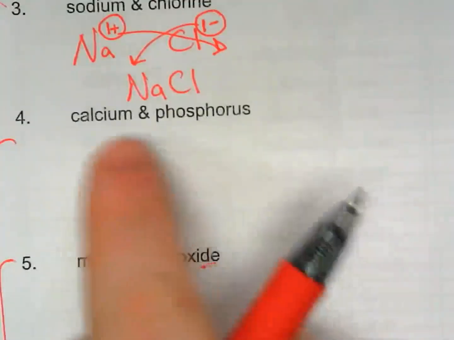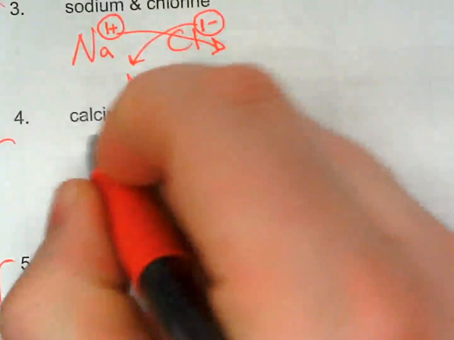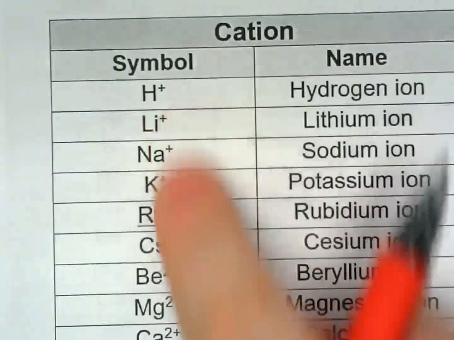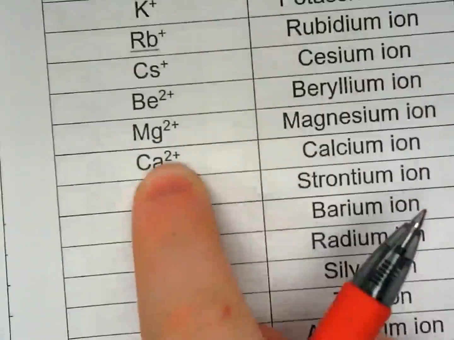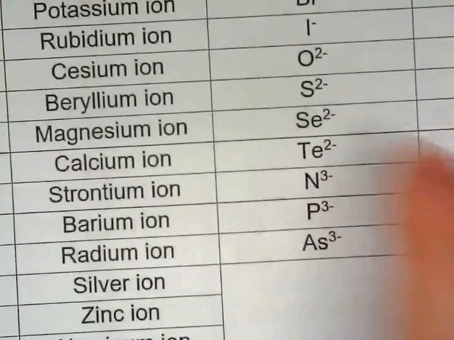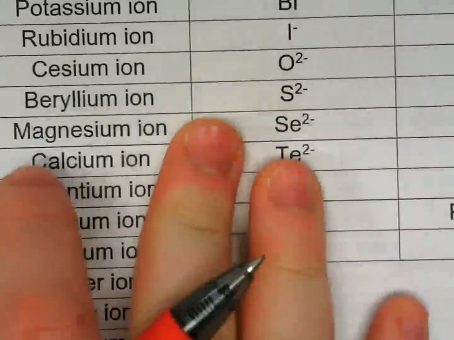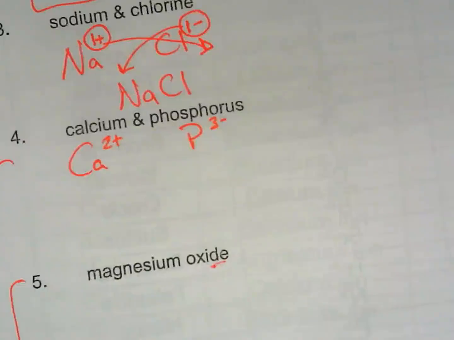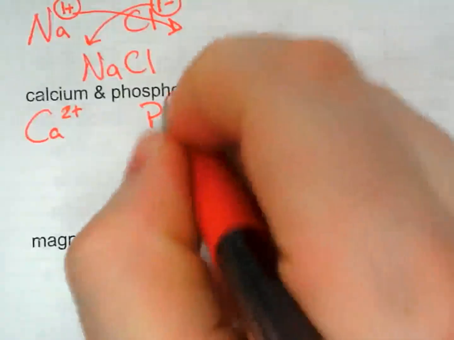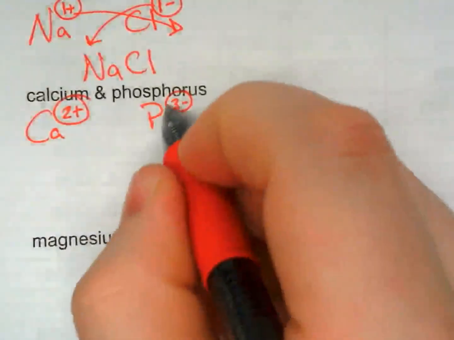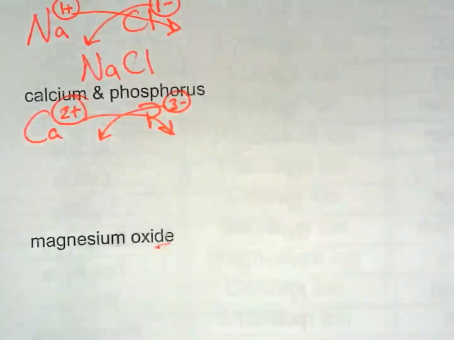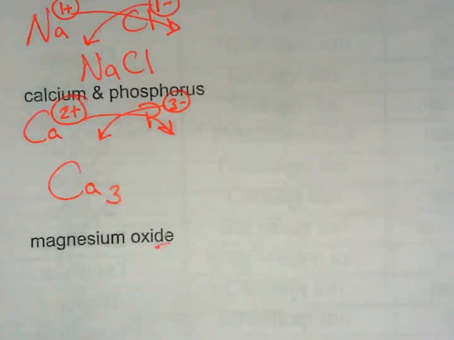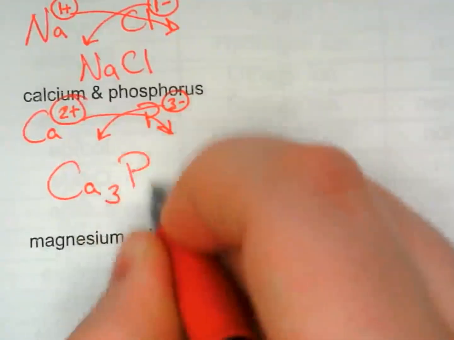Okay, so let's try again. Let's do calcium. Calcium is Ca, phosphorus is P. Calcium is going to be 2 plus, and phosphorus is going to be 3 negative. So circle the charges, crisscross. And so then we'll have Ca subscript 3, P subscript 2.